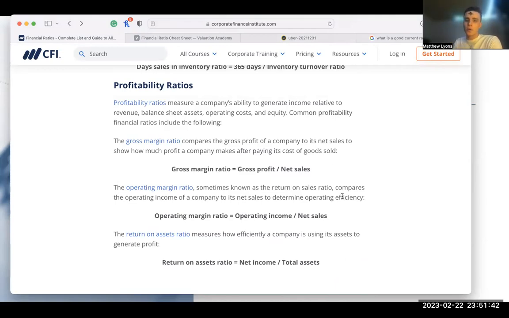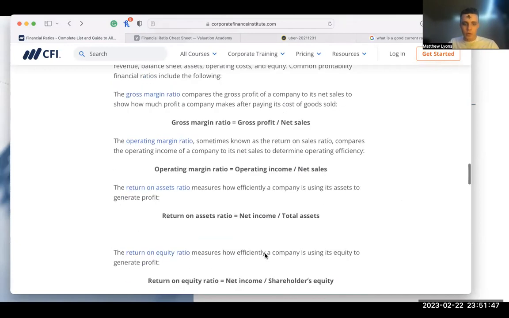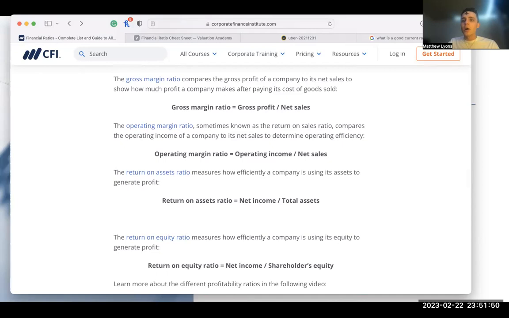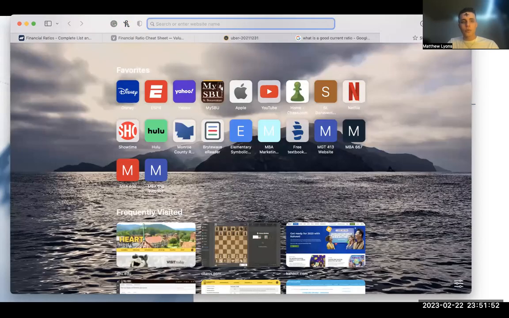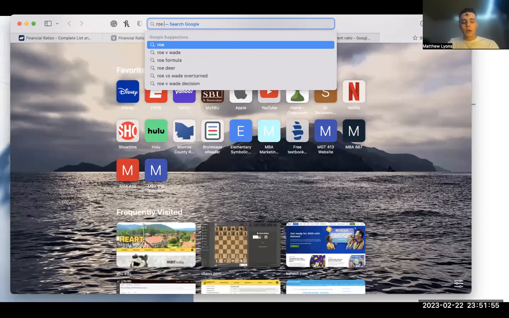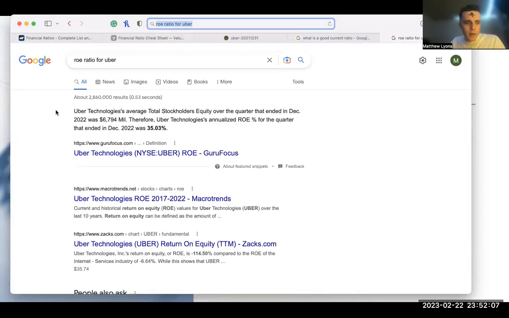Now, the other thing with this, I'll show you guys real quick. Return on assets ratio, or actually we'll do return on equity. So Google search: return on equity, ROE, not Roe v. Wade, not Roe formula, not Roe deer. Return on equity ratio for Uber. Okay, Uber Technologies ended in December 2022. So these guys seem to think they know more than me because they got 2022 financials or something.